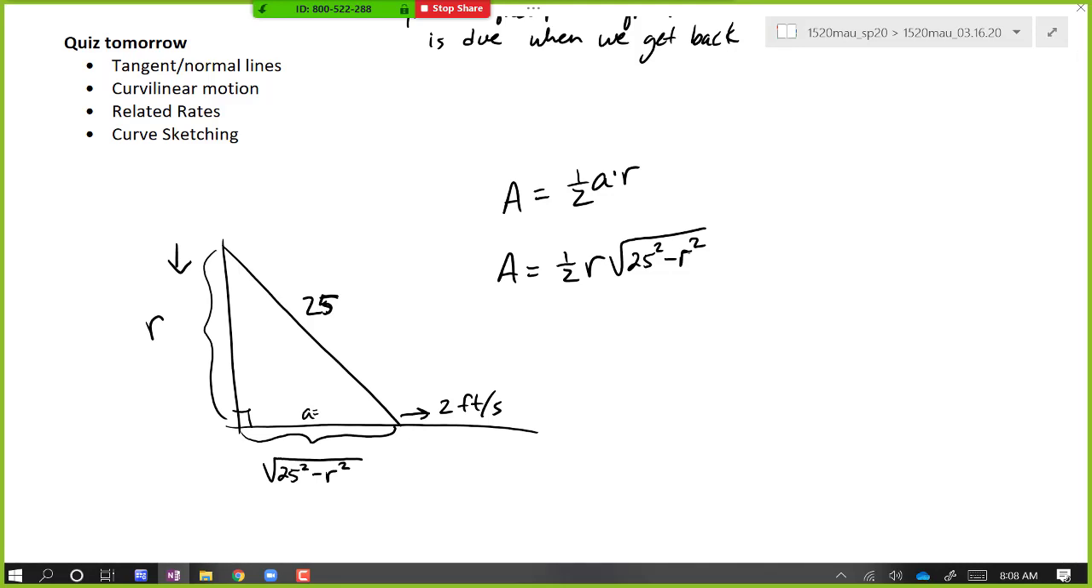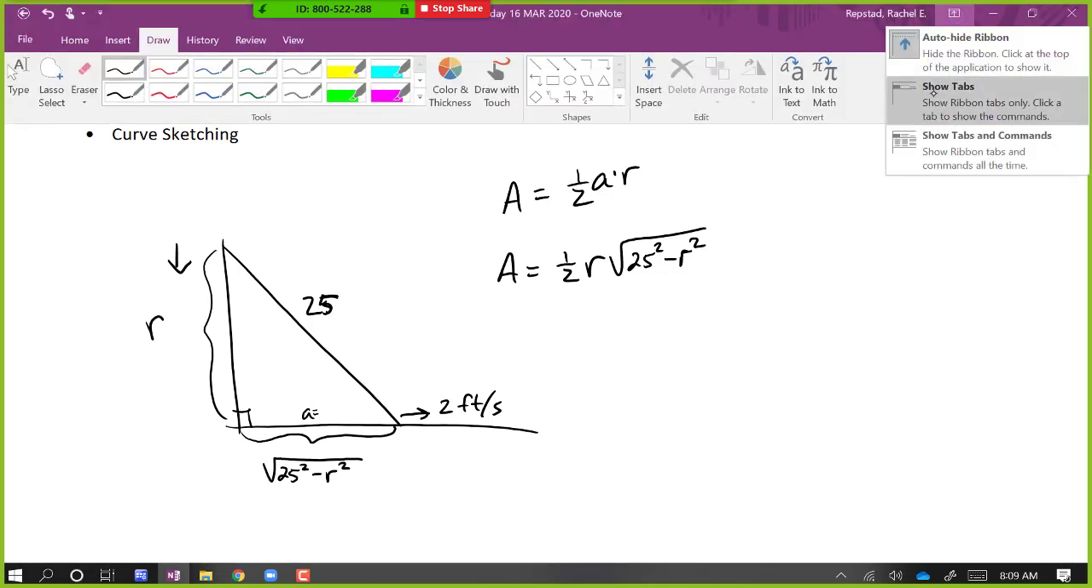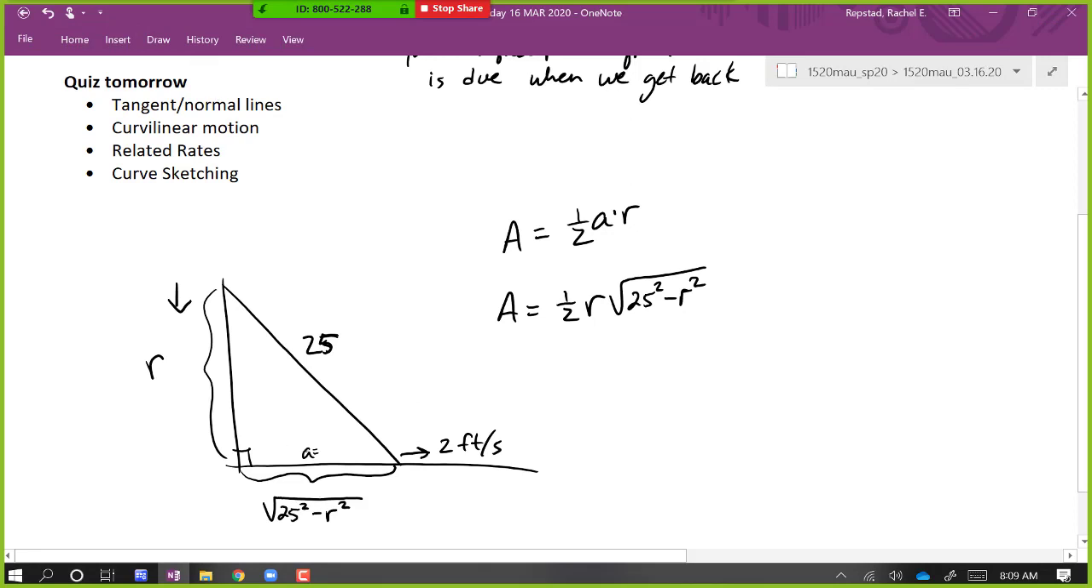And in part A, you answered how fast, when the base of the ladder is 7 feet from the wall. I'm trying to think of the easiest way, trying to be clever about this. You know what? I don't like using R as the variable because we know the rate at which the base is moving out. So I'm going to switch this around. I'm going to use A as this length, and I'm going to say that R is the square root of 25 squared minus A squared. Because we know that dA/dt is 2.